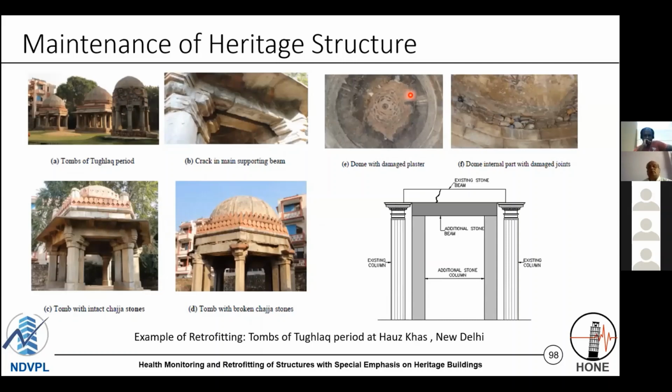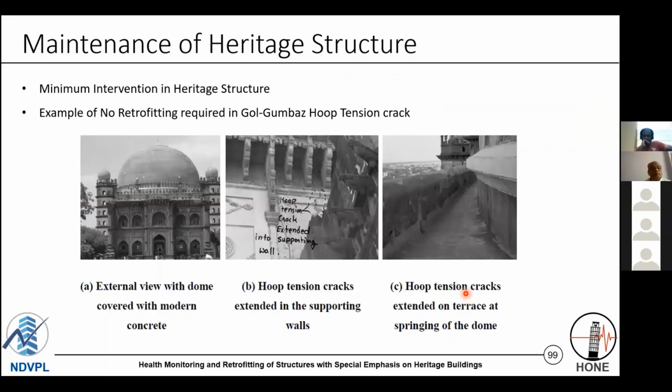But if some retrofit like this beam retrofitting is required, probably you should provide another beam like shown here using a similar kind of stone and additional stone columns. So use the same material. Hook tension cracks I already discussed many times. Hook tension cracks don't need to be addressed because the structures have been standing with these cracks for many centuries.